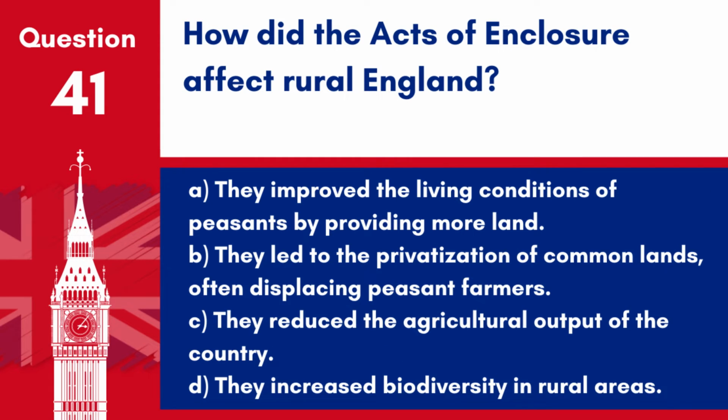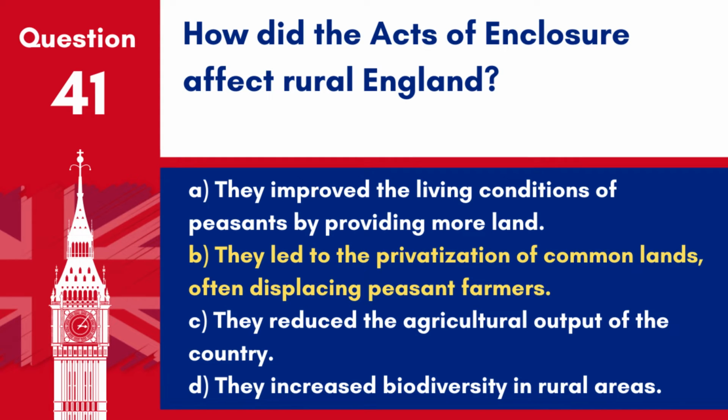Question 41. How did the Acts of Enclosure affect rural England? A. They improved the living conditions of peasants by providing more land. B. They led to the privatization of common lands, often displacing peasant farmers. C. They reduced the agricultural output of the country. D. They increased biodiversity in rural areas.